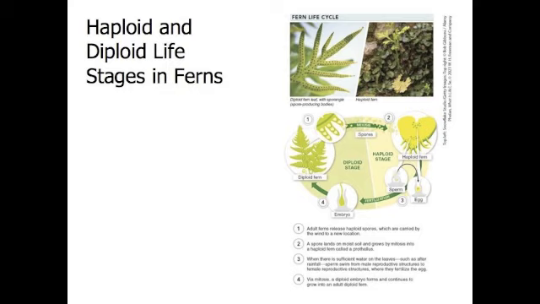A spore that lands on moist soil grows into a tiny, heart-shaped structure called a prothallus, which is a free-living haploid stage of a fern. The prothallus produces the haploid gametes. Some cells produce eggs and others produce sperm. A sperm swims through drops of rainwater to fertilize an egg, and the fertilized egg, a diploid zygote with 2 sets of chromosomes, grows into an adult fern.